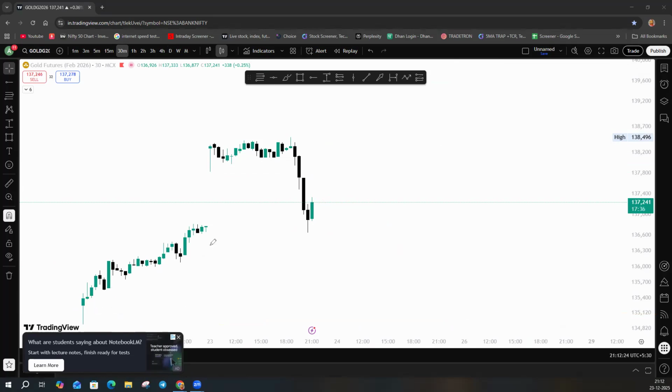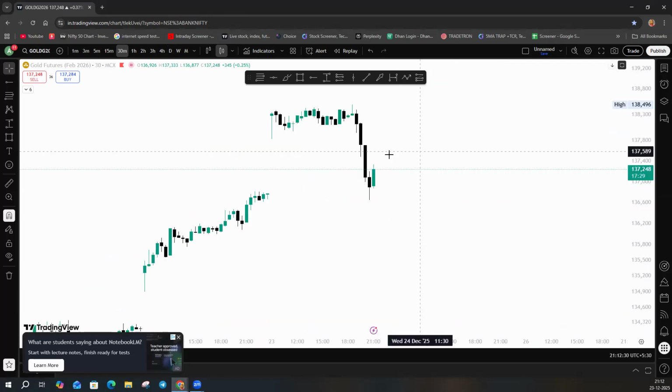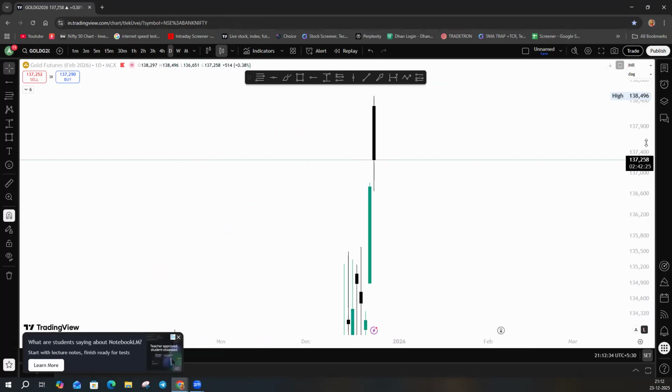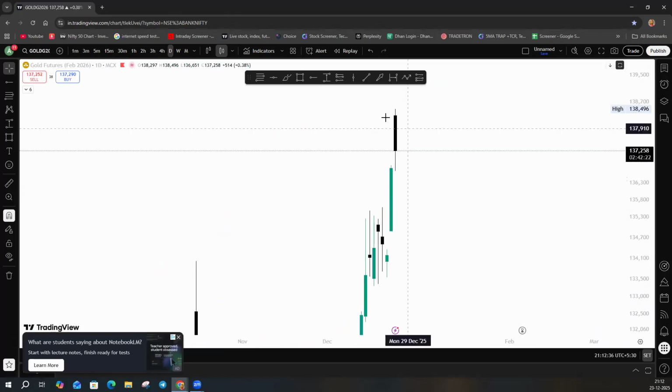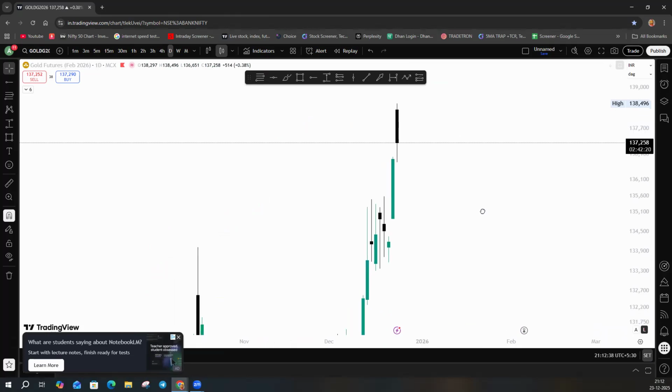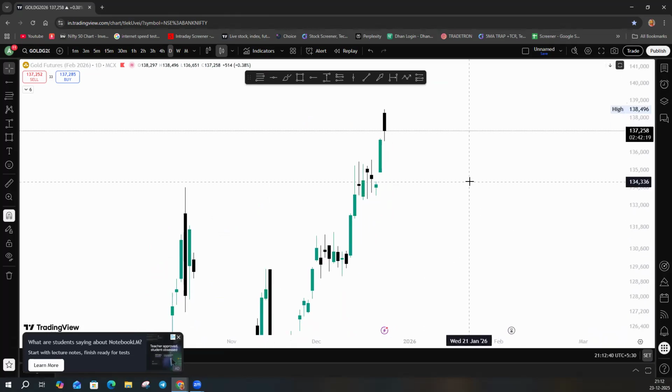After this you have to be very careful in gold and silver about going long here. Okay, don't go long if the gold is closing in red. Currently we are seeing a red candle in the daily time frame, so we have to do some wait and watch in this gold.